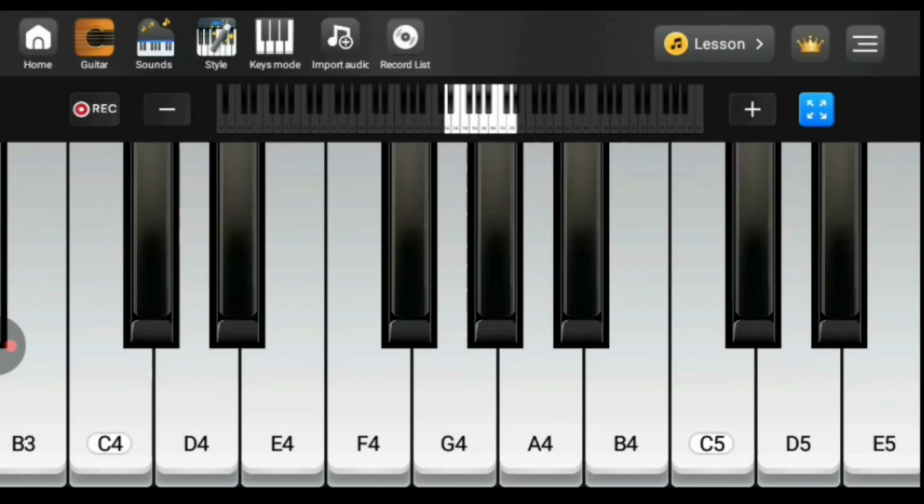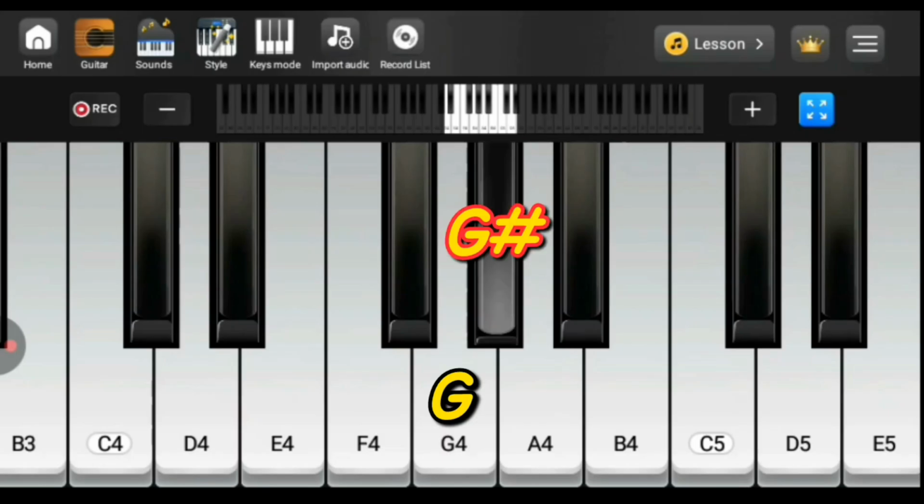Let's take G for instance. This is G. The next nearest note to G, that's to the right hand side, is our G sharp, right? So from G to G sharp is a half step. The next nearest note to G sharp is our A. So from G sharp to A is also a half step. I hope this is clearly understood now. Okay.